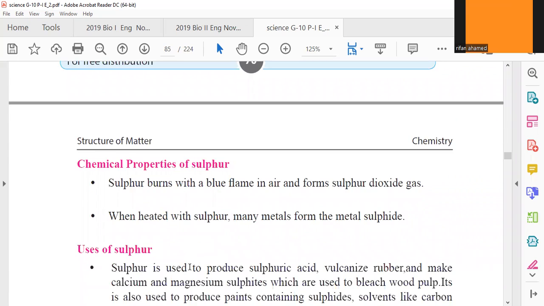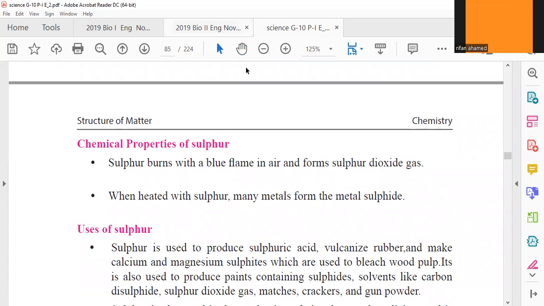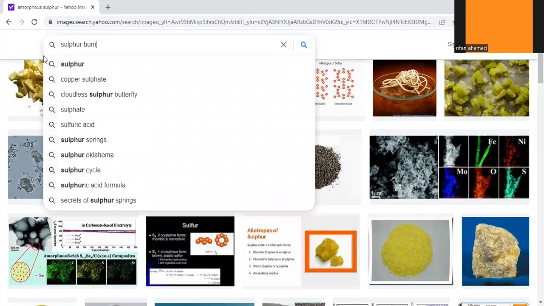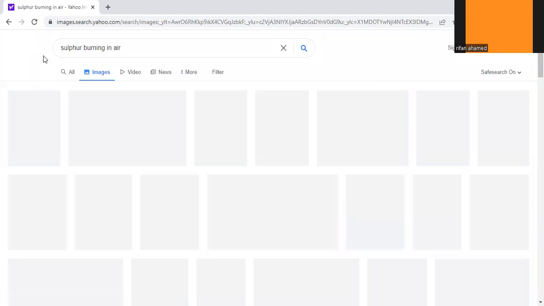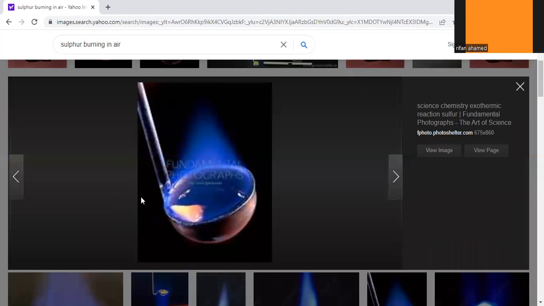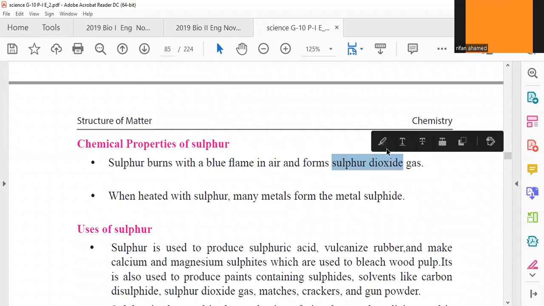Once you come to the chemical properties of sulfur: when sulfur is burning in air, it will create a blue color flame. When it is burning, you will feel a bad smell, a dead rat-like smell coming out. That smell belongs to a gas called sulfur dioxide. So, if you burn sulfur in air, what is the flame color? Blue. And what is the gas coming out? Sulfur dioxide.